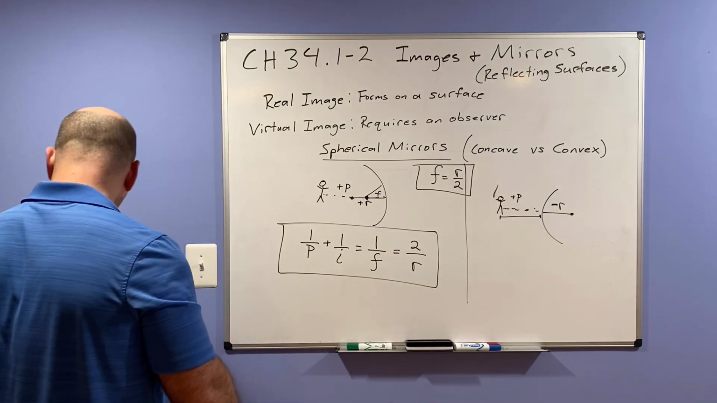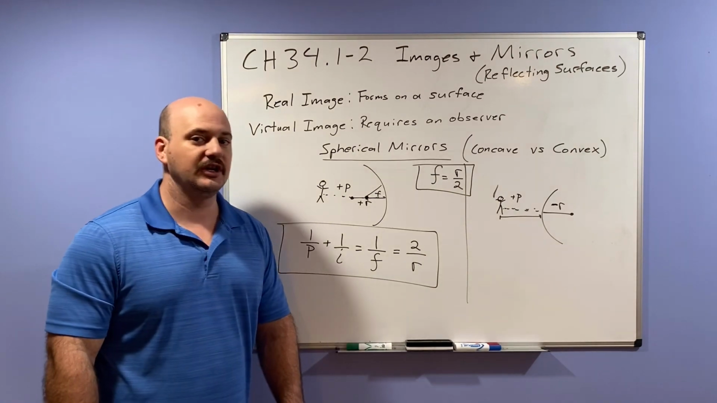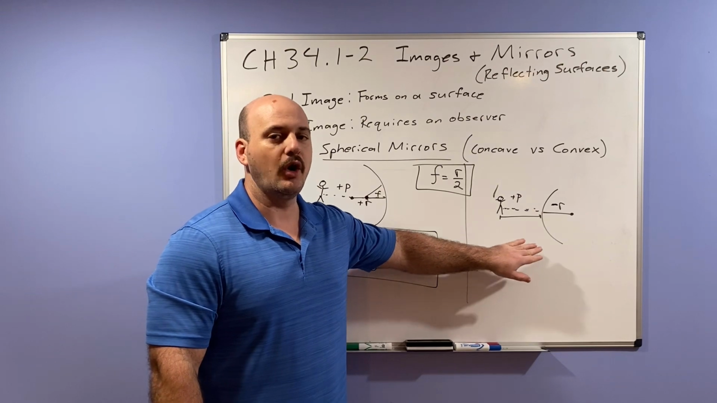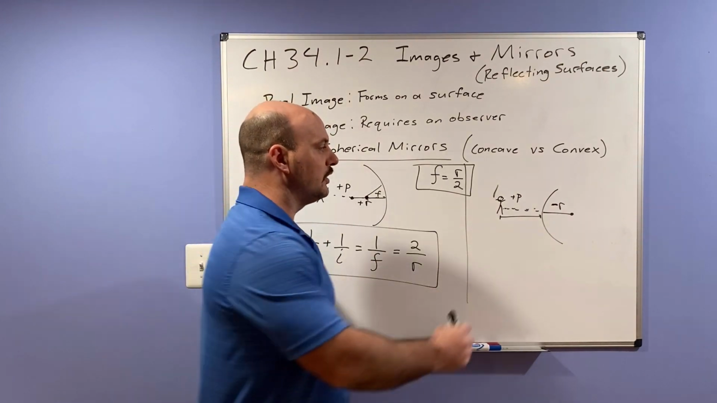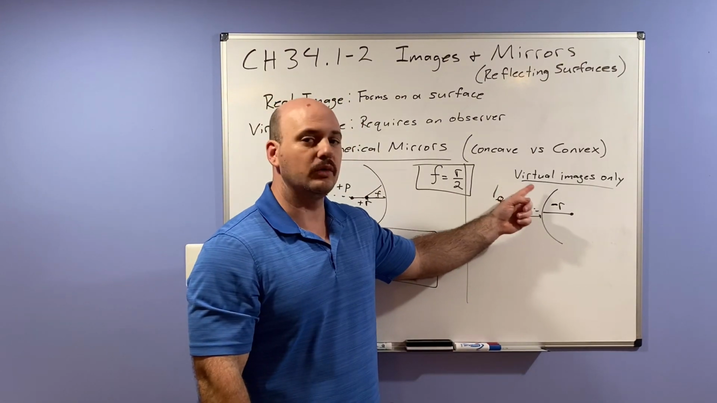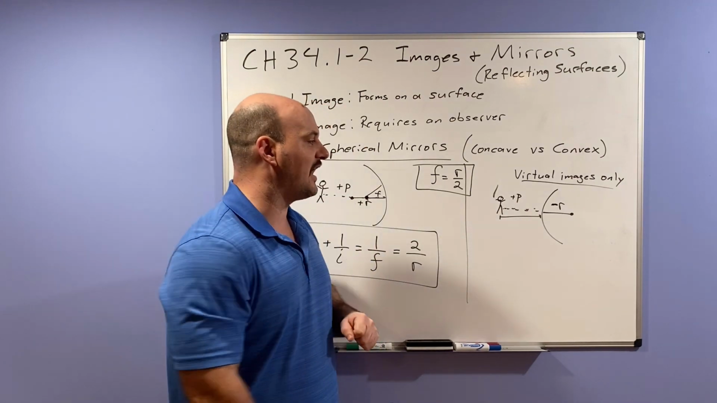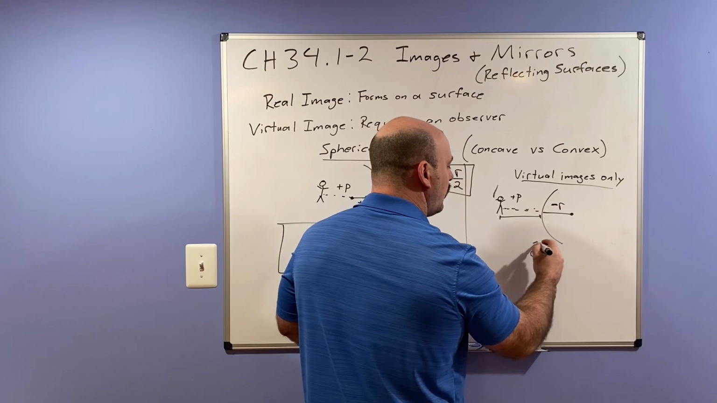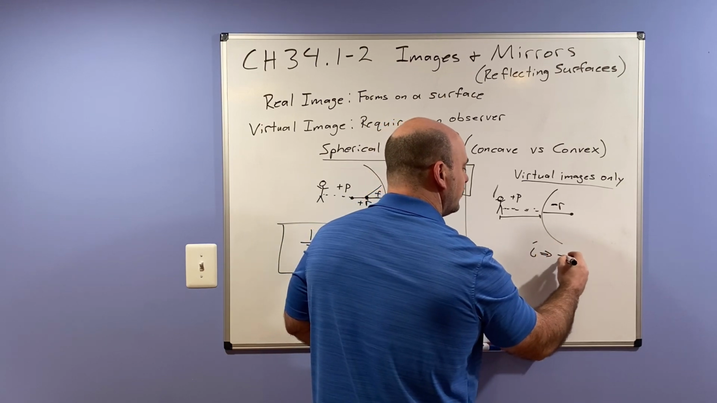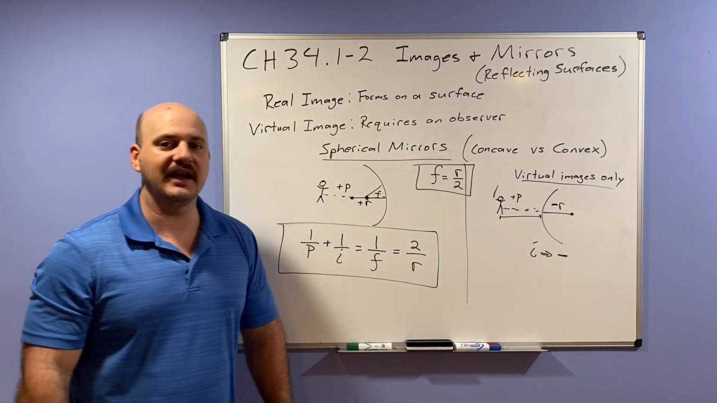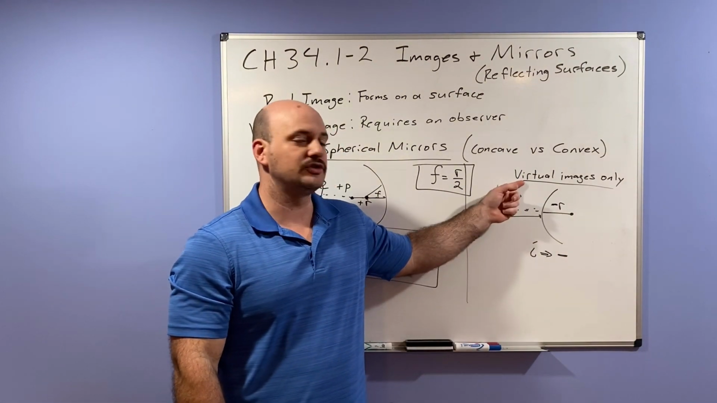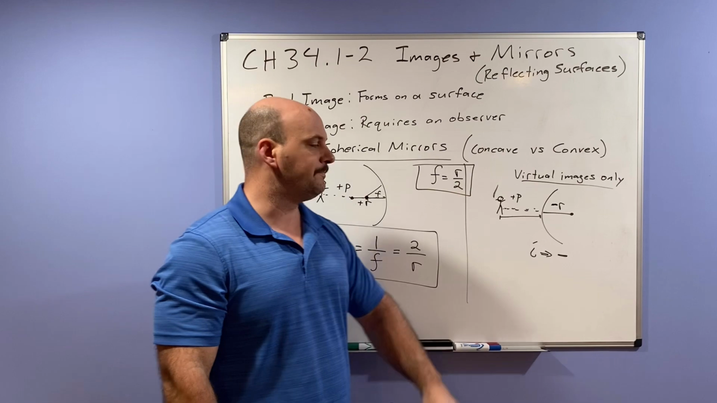Now, what type of images do they form? Well, convex mirrors can only form virtual images. What that means is that the image distance for a convex mirror will always be negative. It will always have a negative image distance, and a negative image distance is associated with a virtual image.